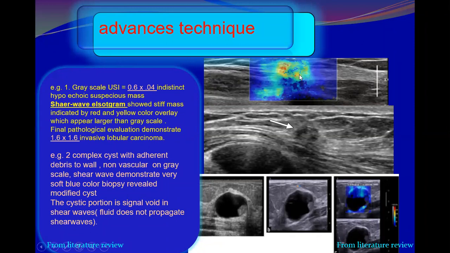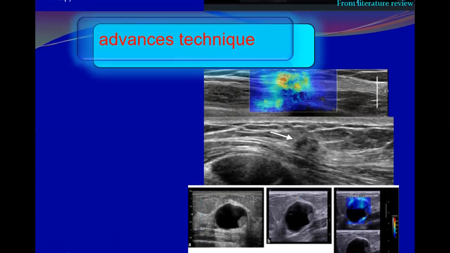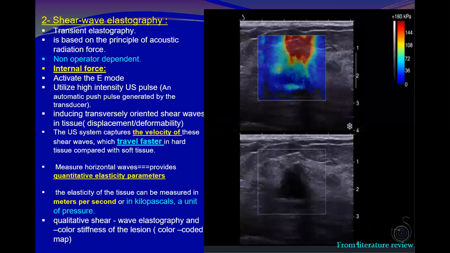And since the stiffness is yellow and red, that goes mostly with the shear waves, because in strain there is no yellow. If you look here, look at the color here.